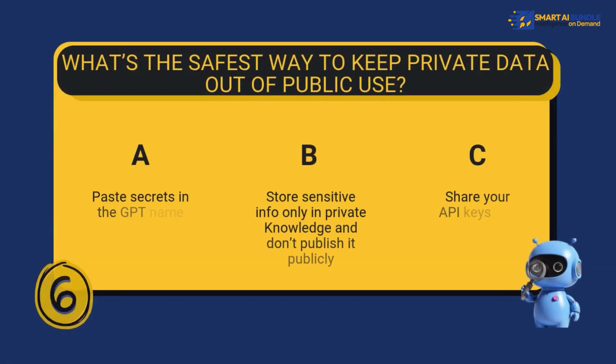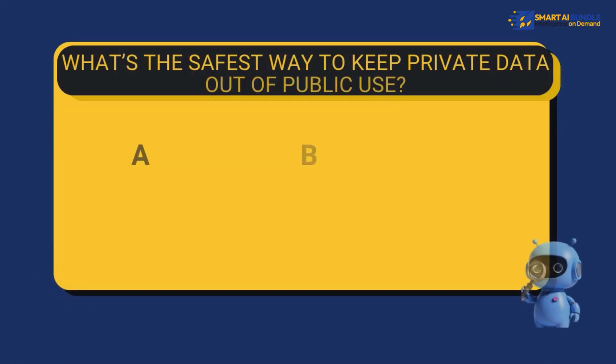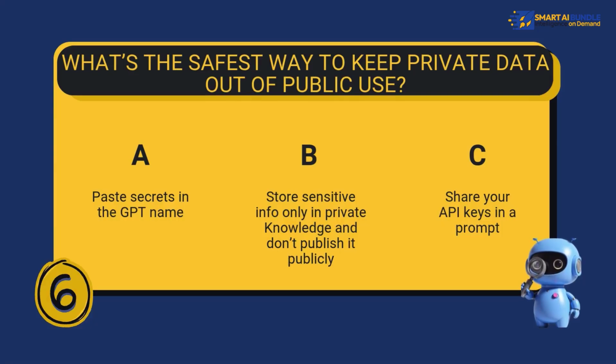Question number 6. What's the safest way to keep private data out of public use? A. Paste secrets in the GPT name. B. Store sensitive info only in private knowledge and don't publish it publicly. C. Share your API keys in a prompt.